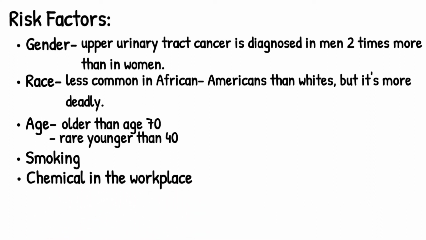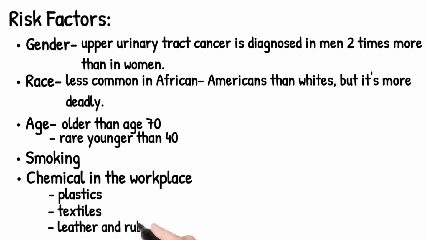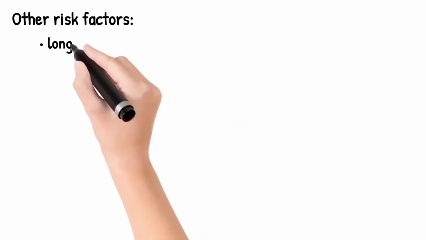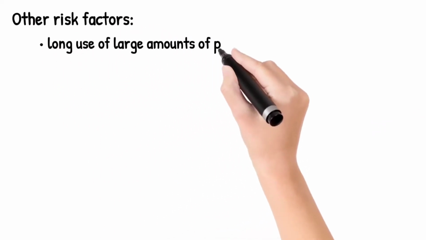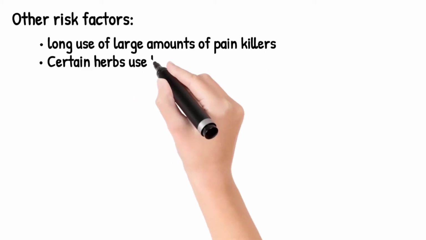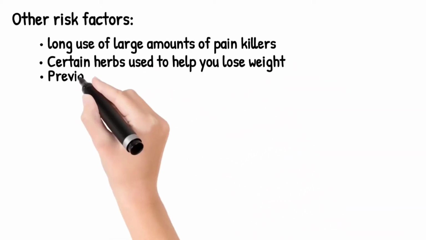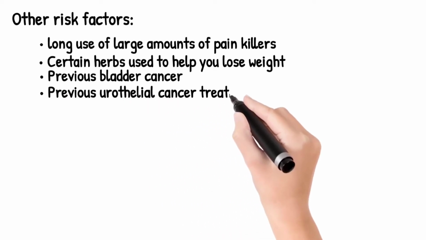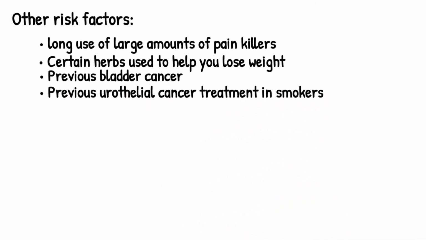Chemicals in the workplace also play a role in the development of cancer. Exposure over time to chemicals used to make plastics, textiles, leather, and rubber can cause cancer. Other risk factors include long-time use of large amounts of painkillers, certain herbs used to help you lose weight, previous blood cancer, and also previous urothelial cancer treatment in smokers.